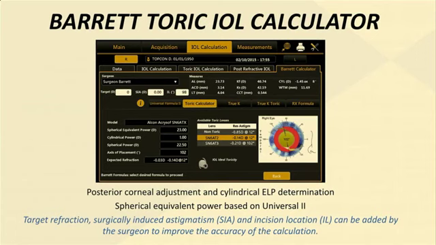Toric calculator, again, very intuitive. We know this as well. I'm sure most of you are using the Barrett toric calculator. And that's what we still find, that the Barrett nomogram provides us with the most generalizable toric correction.